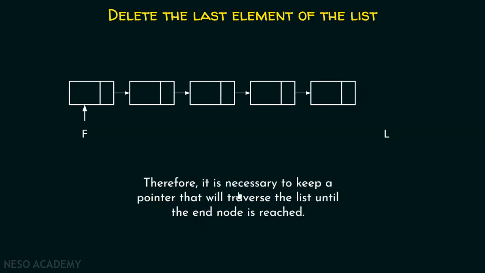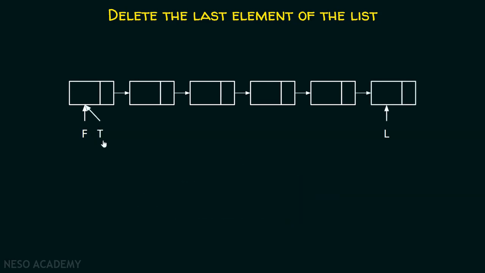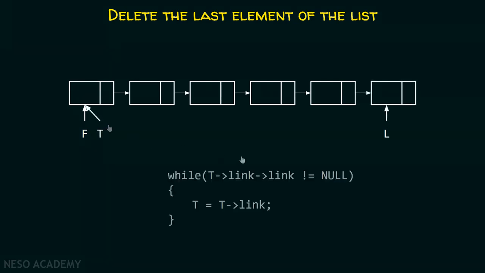Therefore, it is necessary to keep a pointer that will traverse the linked list until the end node is reached. Now here traversal is required, so it is clear that this will take order of n time. Let us see the code for traversing the list. Here we need a t pointer which must point to the first node of the list, and then we will use this traversal procedure so that this t pointer will eventually point to the second last node of the list.